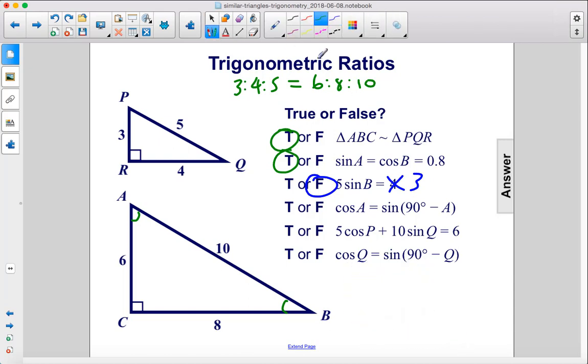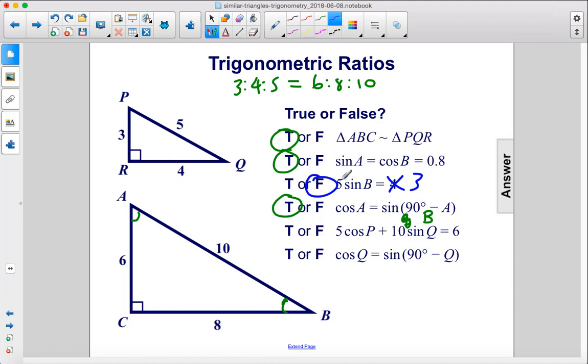Let's move on. Cosine A equals sine of 90 degrees minus A. Yes, this is true because we learned this in the last slide. Cosine of A would be 6 over 10, which would be the sine of the complementary angle to A, which in this case is B. So sine of 90 degrees minus A, where 90 degrees minus A equals angle B, and as determined up here, we know that this relationship is true.